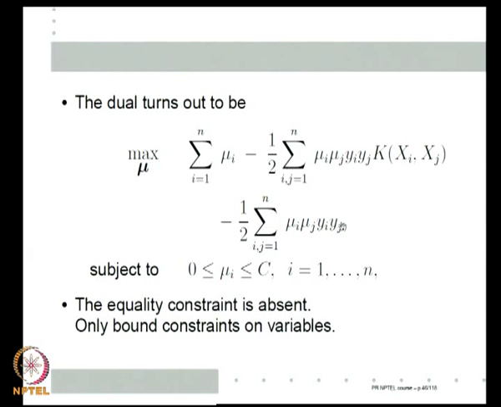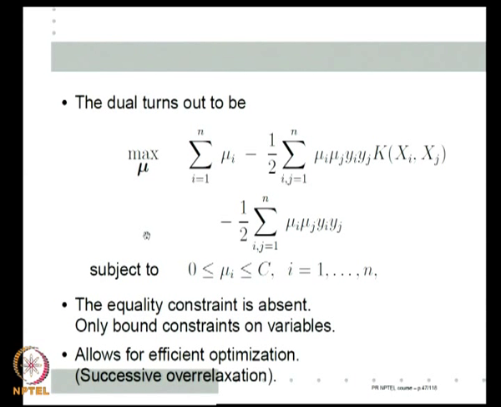As a matter of fact, I can do better than that, because it is a quadratic function. If I take its gradient and equate to 0, I get a set of linear equations. So, actually I need to solve a set of linear equations subject to these constraints. Now, I can easily solve a set of linear equations by many relaxation methods, Gauss-Seidel relaxation, for example.